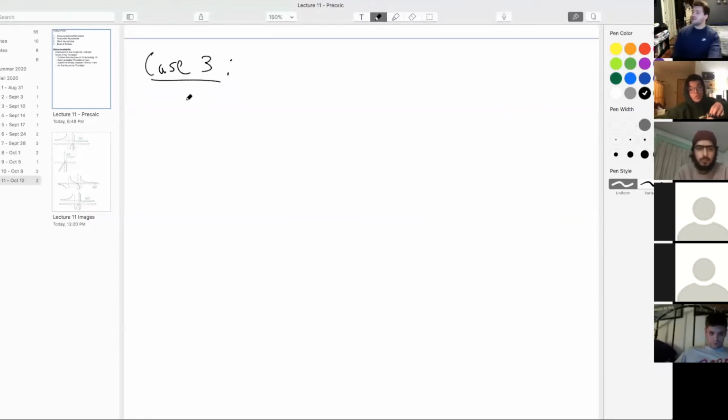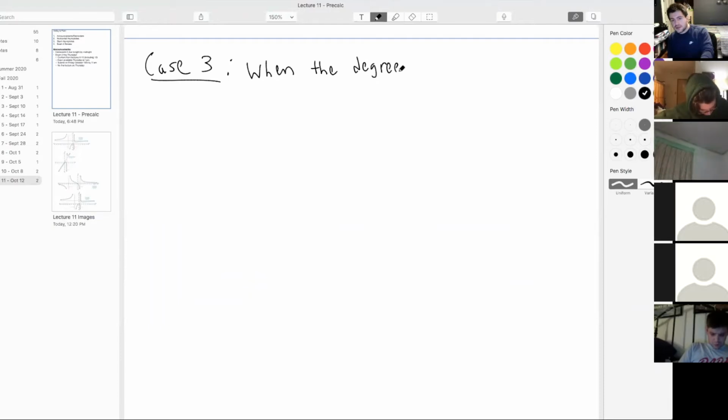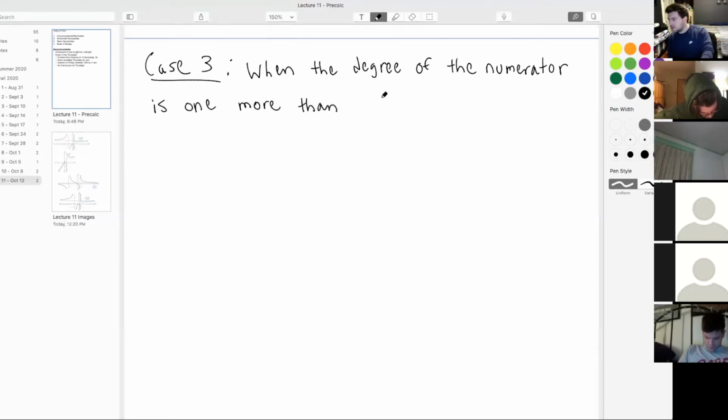Case 3. This is when the degree of the numerator is 1 more than the degree of the denominator. I know that seems quite strange, like why just 1 more, but I'll explain. So case 3, when the degree of the numerator is 1 more than the degree of the denominator.